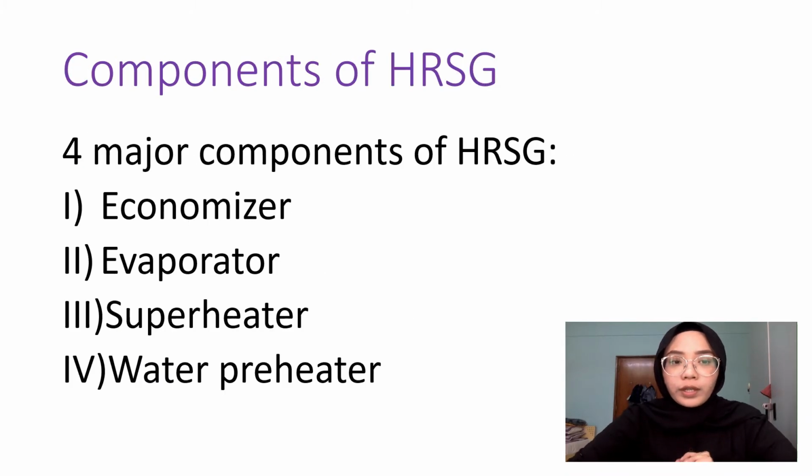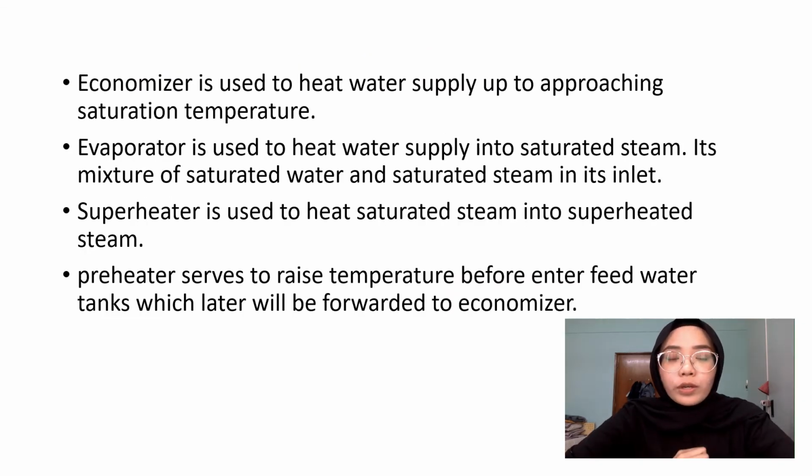Moving on, HRSG consists of four major components, which are the economizer, evaporator, superheater, and the last one is the water preheater. The different components are put together to meet the operating requirement of the unit. Economizer is one of the HRSG components that consists of water pipes placed on the track of flue gases after the evaporator pipes. Economizer pipes are made of steel or cast iron materials that are able to withstand high heat and pressure. The economizer is also used to heat the water supply up to approaching saturation temperature.